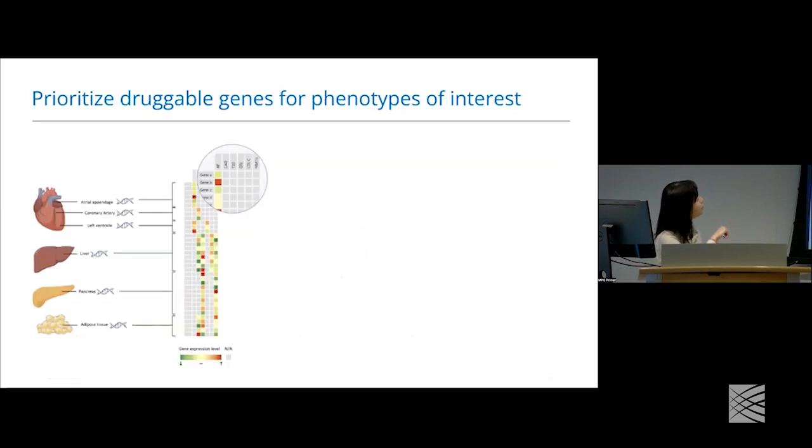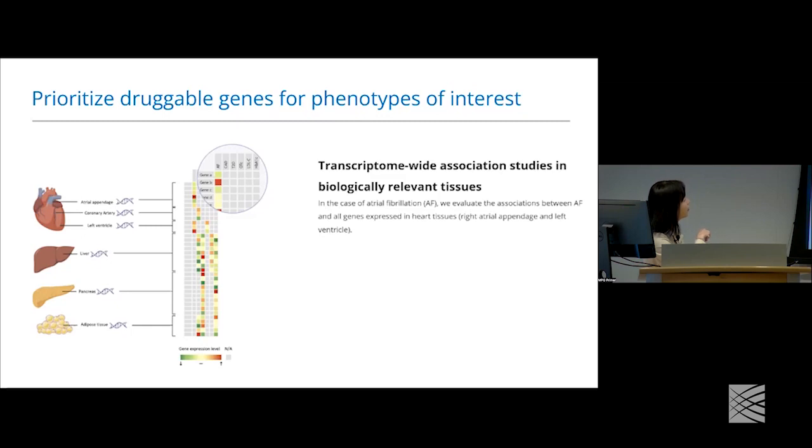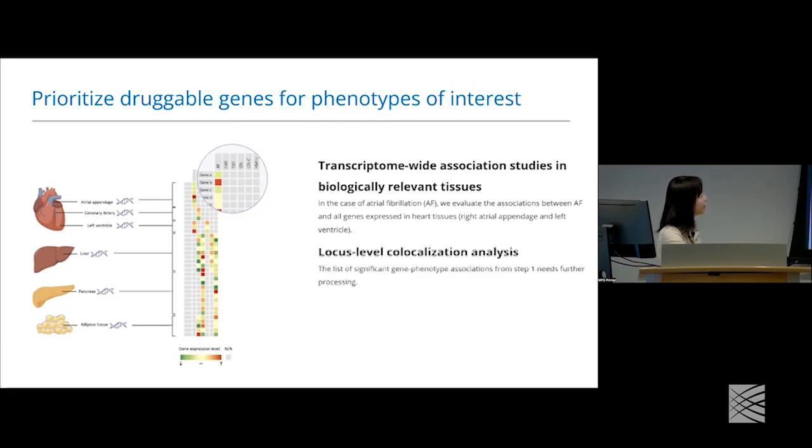And then we come to our first analysis, which is the joint analysis of TWAS and co-localization to prioritize druggable genes for phenotypes of interest. This analysis consists of 3 steps. First, we run these transcriptome-wide association studies in biologically relevant tissues for each phenotype. For example, for AFib, we evaluate the association between AFib and all genes that can be imputed in the true heart tissues available in GTEx data.